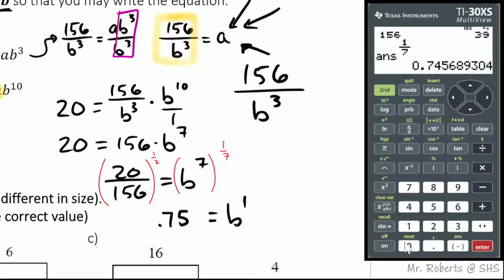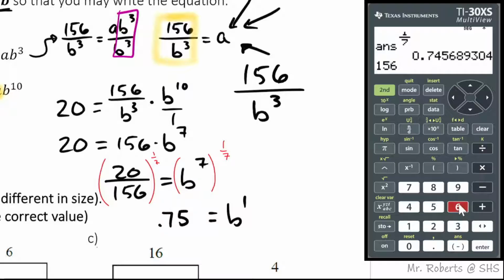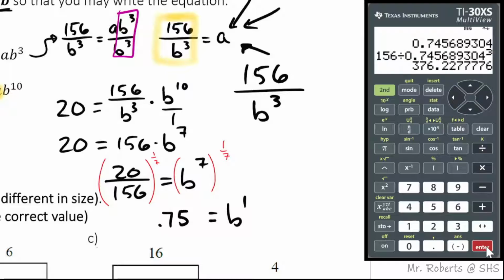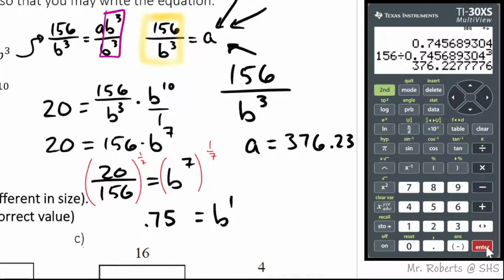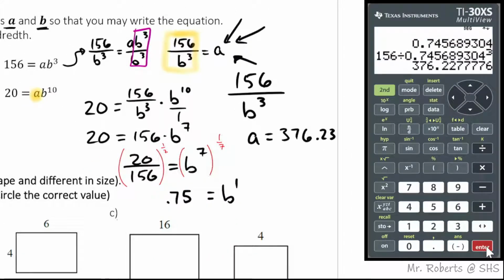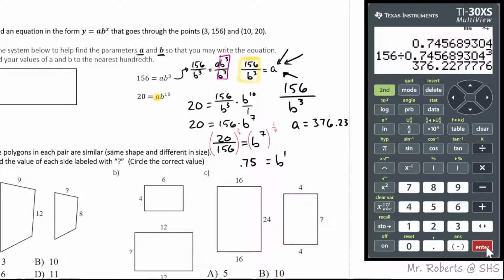I can do exactly that. I'll take 156 and hit divided by b, I went up, I got b, press enter, and I'm going to raise that to the 3rd power. I literally have 156 divided by b cubed, and it says, congratulations, a is 376.23 if I'm rounding to the nearest hundredths. So I think I have my answers. I'm going to write down what I think my answers are, but I'm definitely going to verify this.